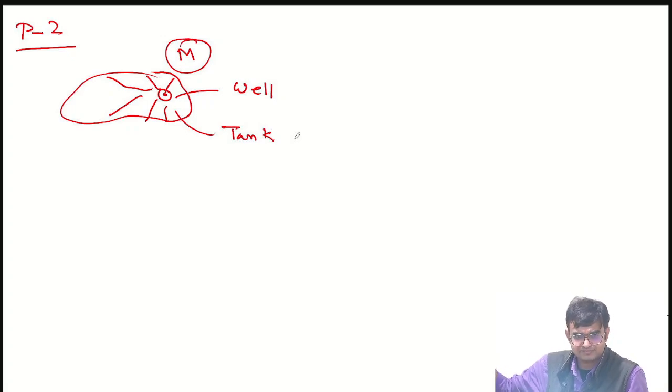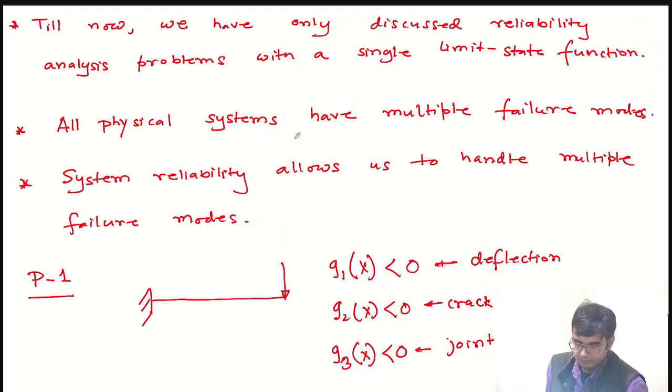Problem 2 is clear. Problem 1 is clear. So now tell me, in problem 1, we have a system. The system is a cantilever beam. When will I say that the system has failed?